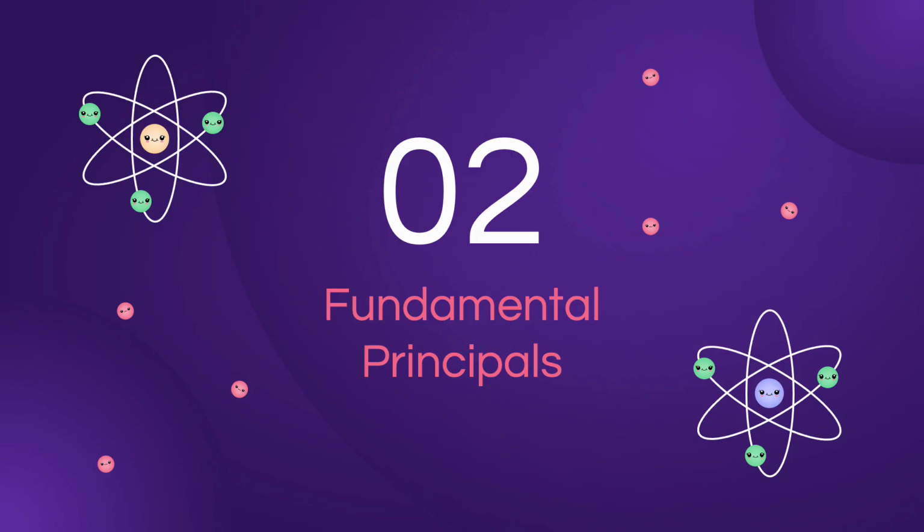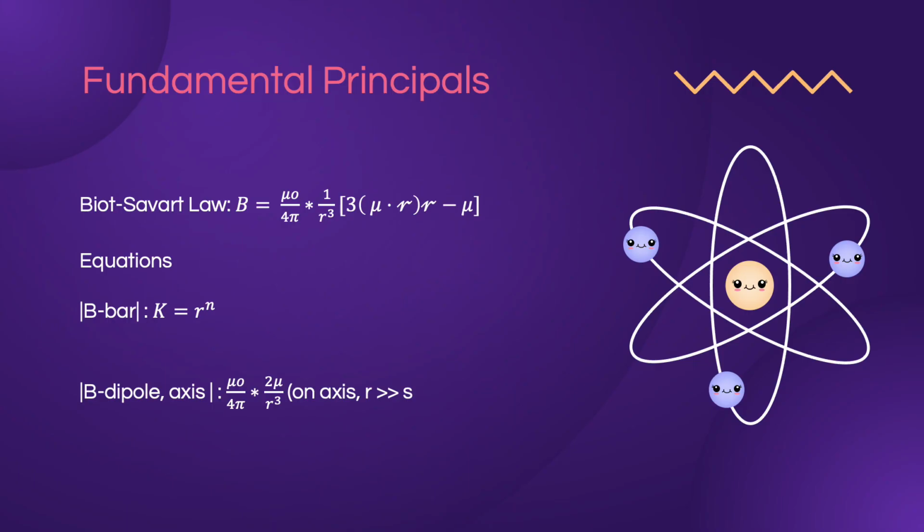The fundamental principles of this experiment were Biot-Savart's law, which is mu naught over 4 pi times 1 over r cubed times 3 mu dot r hat times r hat minus mu. Some of the example equations used in this experiment were for B bar, which was k equals r to the power of n.